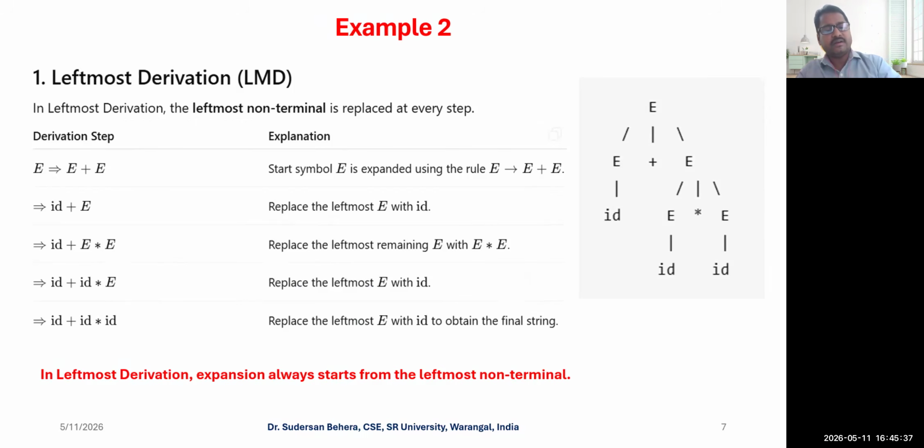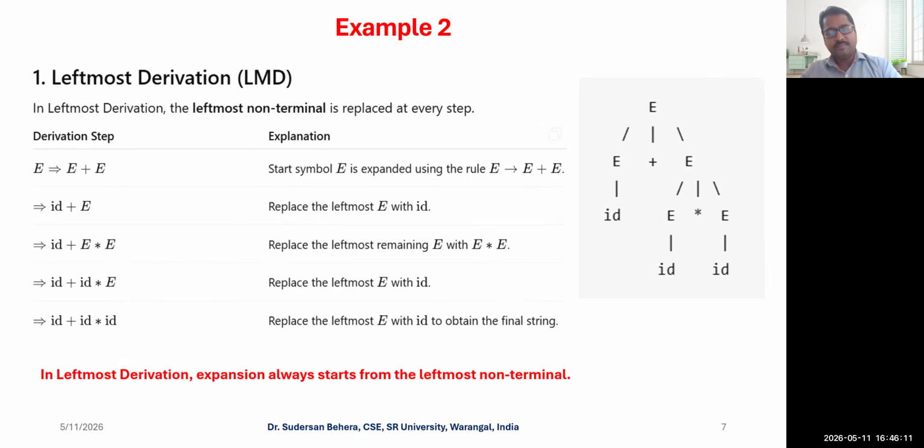Now the entire sentence is ID plus capital E. Okay, ID is a terminal. You cannot break it. Plus is a terminal. You cannot expand it. Then the remaining E is the last E. So in this sentence, how many capital E's are there? Only one. So if you go from left to right, that will be the only E present. Okay. So now you replace that E.